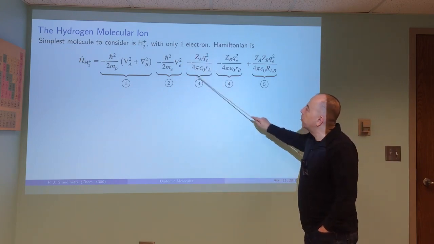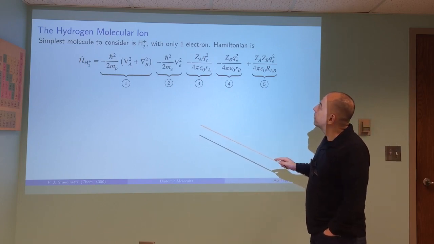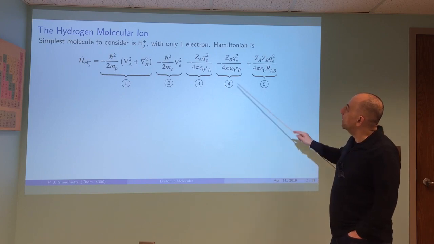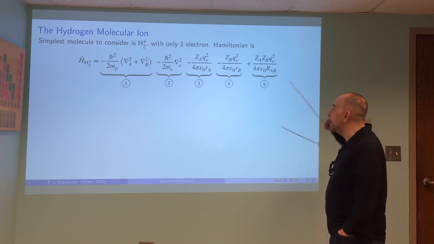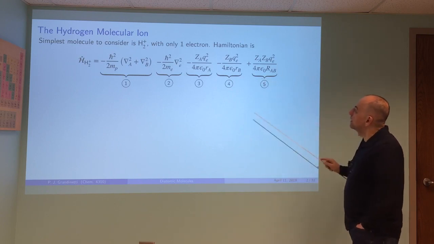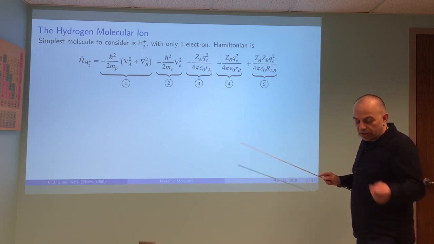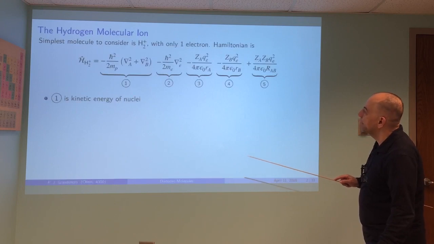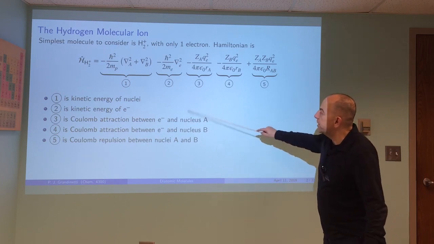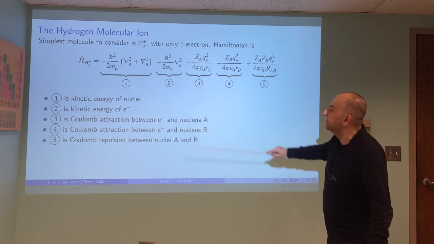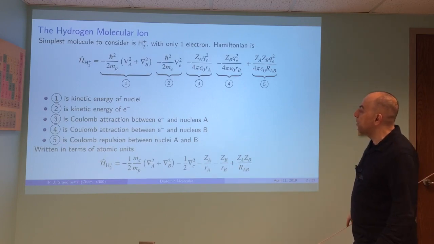And then we're going to have the Coulombic interaction of nucleus A with the electron. And then we're going to have the Coulombic interaction of nucleus B with the electron. And then finally we're going to have a Coulombic repulsion term, which is the proton-proton charge interaction. Okay, so I'll just summarize these again here. We're going to have two kinetic energies, the nuclei and then the electron. We're going to have the Coulombic attractions of the electron to the two nuclei, and the repulsive force.